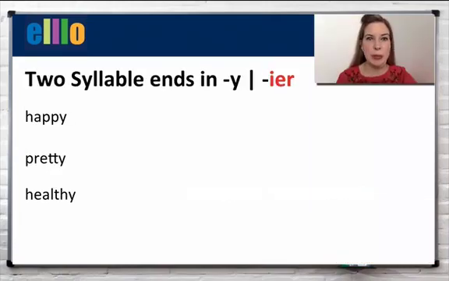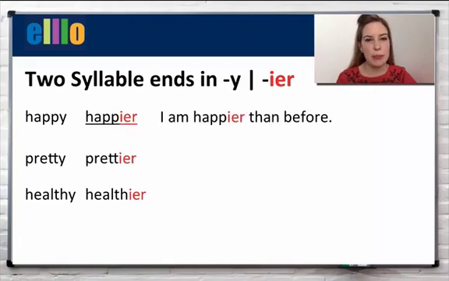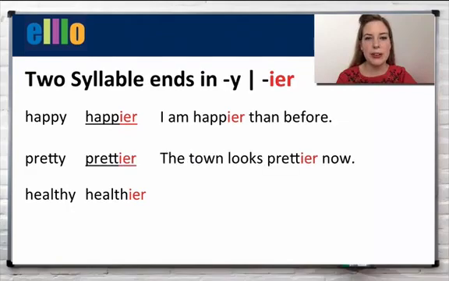Then we have two-syllable adjectives. So two-syllable adjectives that end in Y, we change the Y to IER. So happy would become happier, pretty, prettier, healthy, healthier. So happier, I am happier than before. Prettier, the town looks prettier now. Healthier, this meal is healthier.